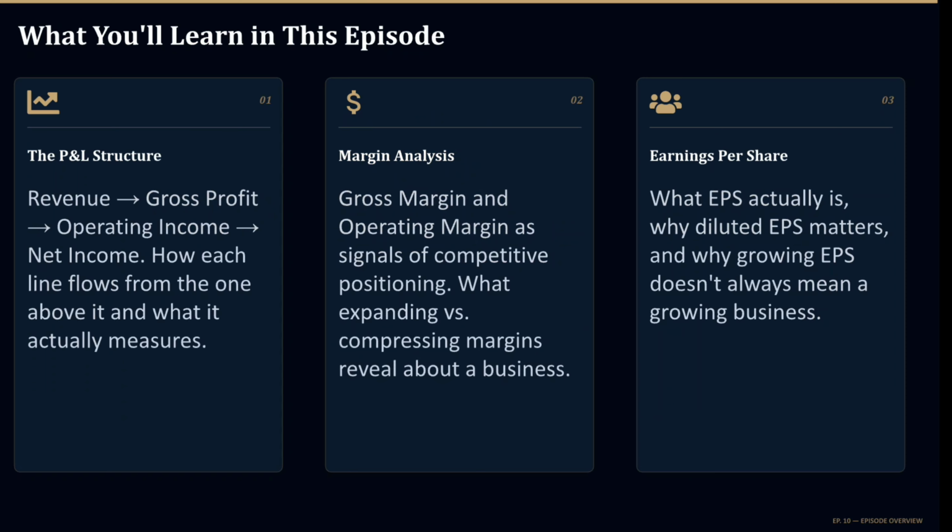Last episode, we read the balance sheet. We looked at what a company owns, what it owes, and what's left over for shareholders. But the balance sheet is a snapshot. It's a single photograph. The profit and loss statement, the P&L, is the film reel. It shows you what happened over time. Every dollar that came in, every dollar that went out, and what, if anything, was left standing at the end.